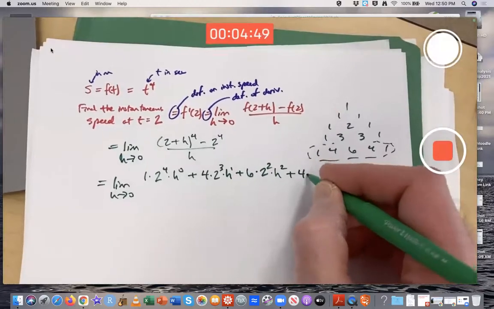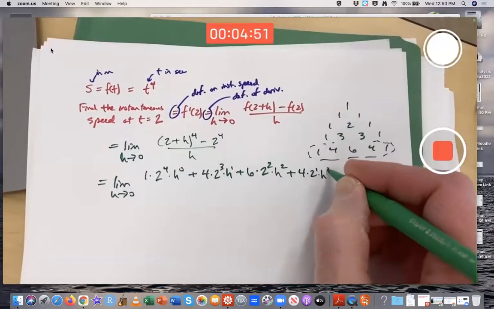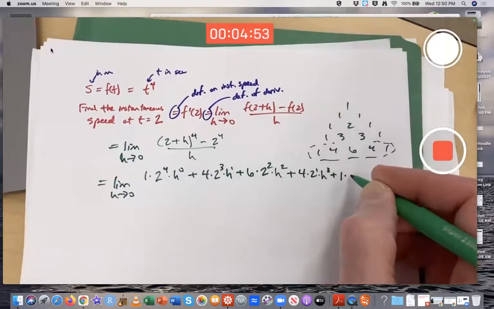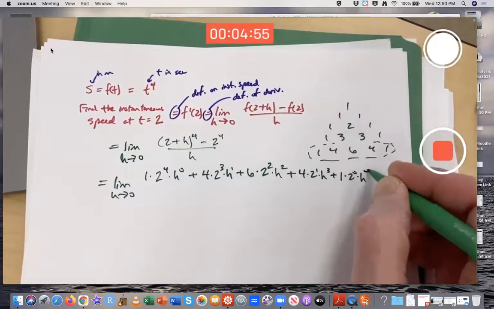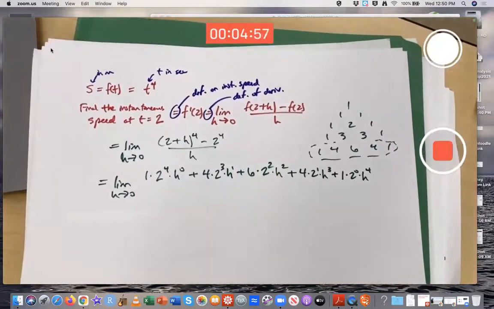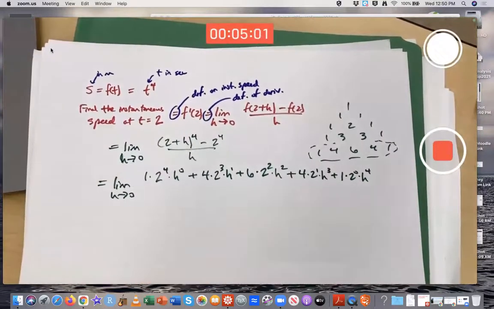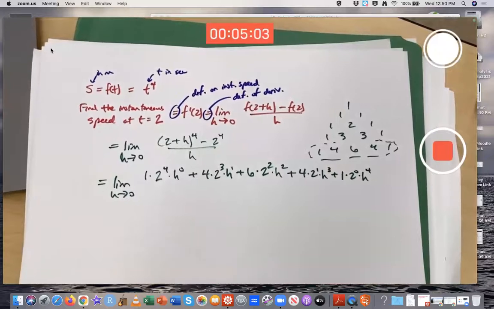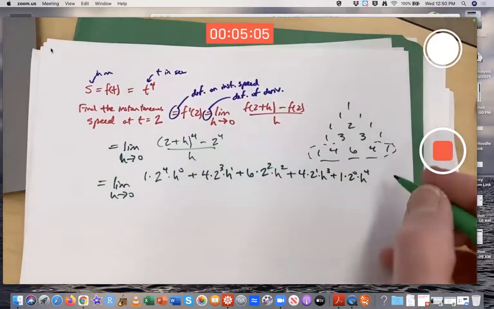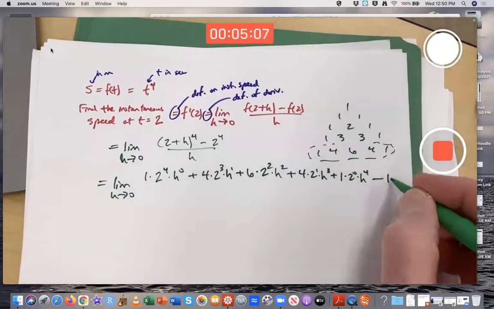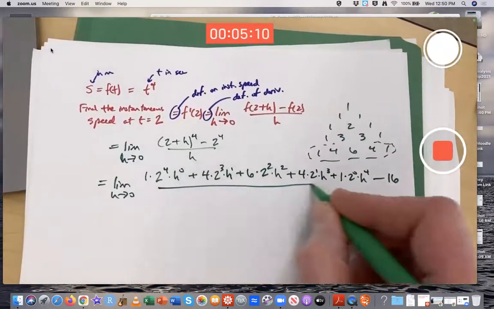Then 4 times 2 to the first times h cubed, and then 1 times 2 to the 0 times h to the fourth. That entire thing is an unsimplified version of (2 plus h) to the fourth. Don't forget to subtract the 2 to the fourth, which is 16, and then divide that whole thing by h.